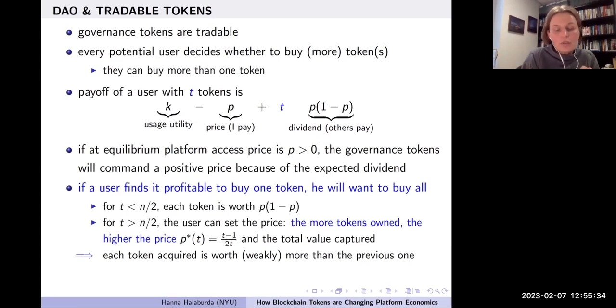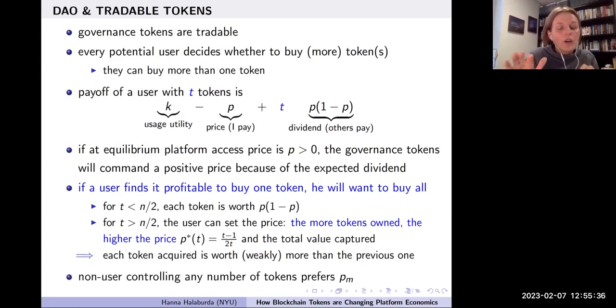So this is for the users. The non-users will value each token, if they are controlling a number of tokens, and will prefer to pay the monopoly price if they can: either the dividend price, which is less than monopoly, or a monopoly price if the DAO is going to set the price to monopoly, or if they control more. But in both cases, in this dynamic, the more tokens you have, the higher is the value of the next token, at least weakly. So that means that everybody wants to buy all the tokens.